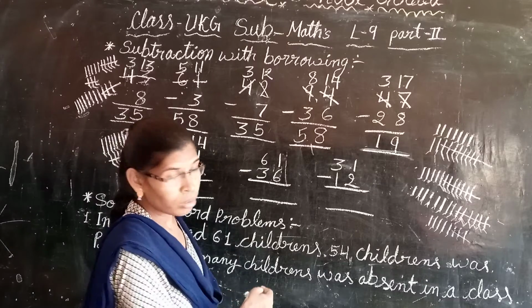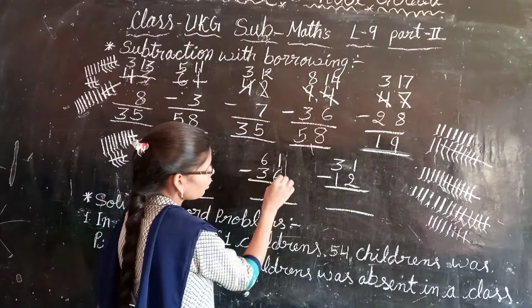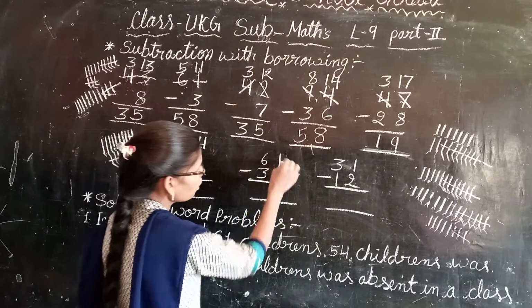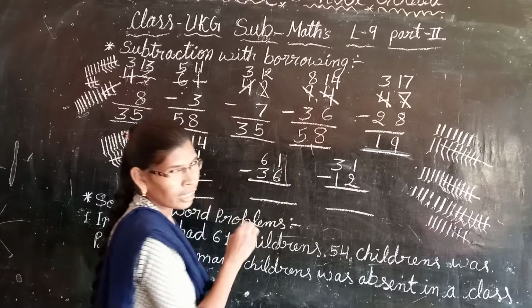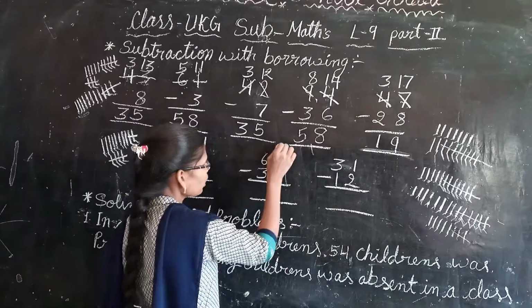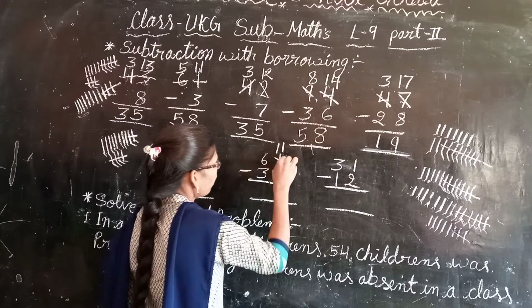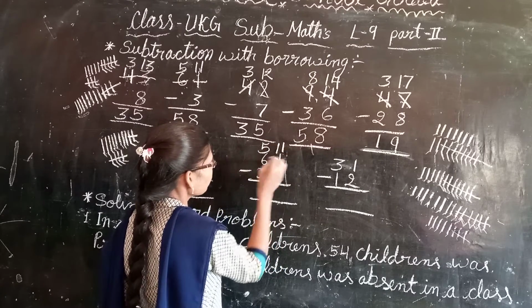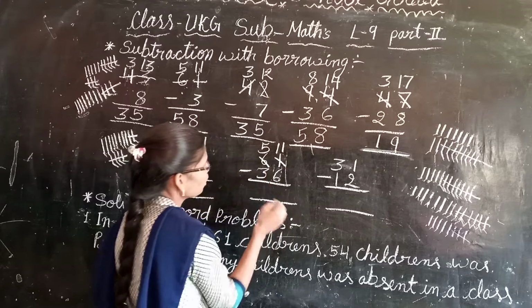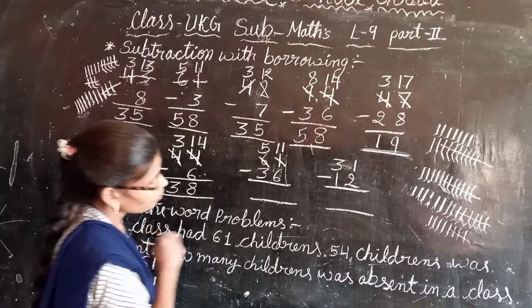The next one we will do. Here is the 1 and here 6. So out of 1, 6 cannot be cut. So 1 has to borrow from here and it will get 11. And the number here has given, so it is left with 5. Now 11 to 6 we have to cut.